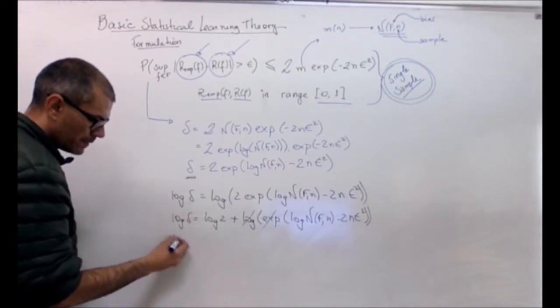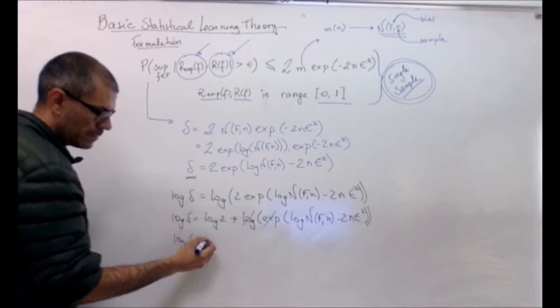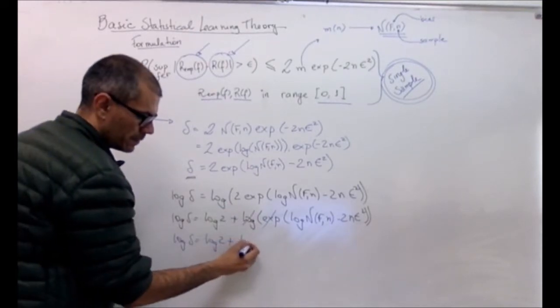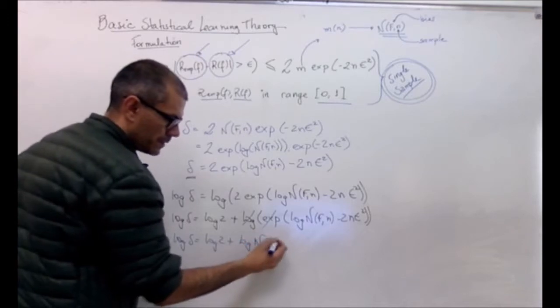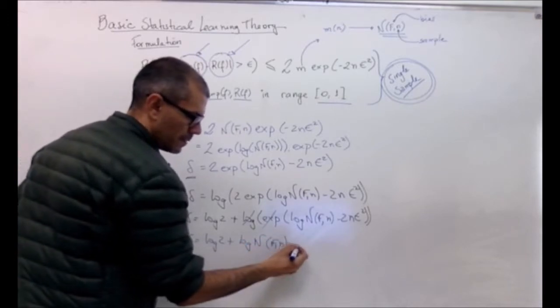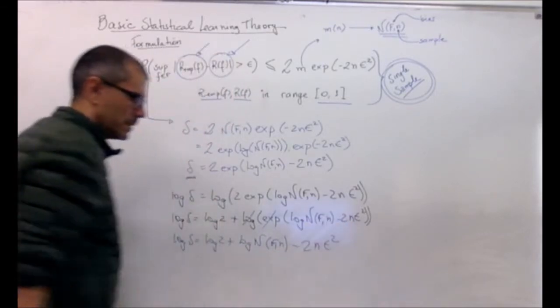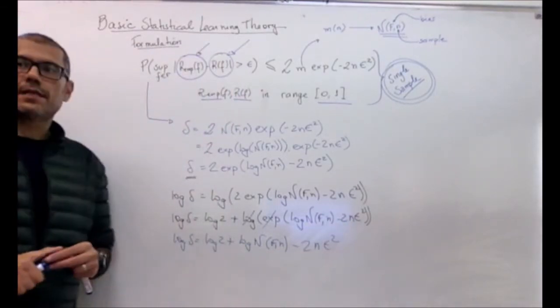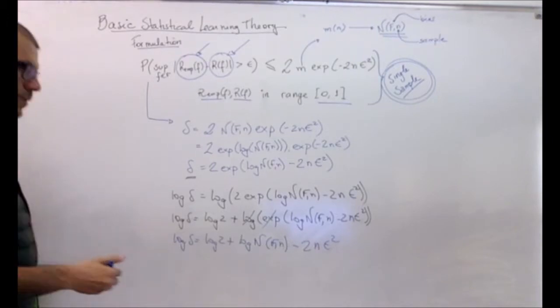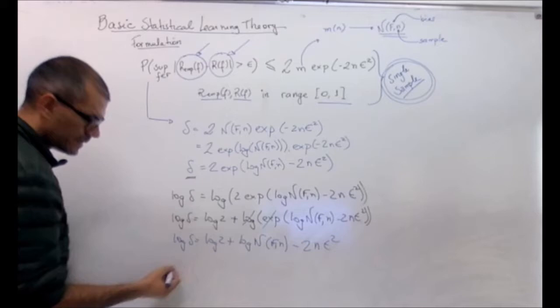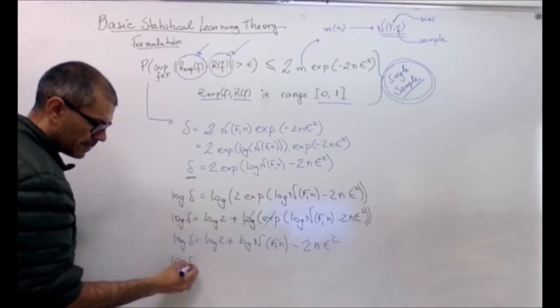So we have log of delta equal to log of 2 plus log of the scattering coefficient for a single sample minus 2 times n epsilon squared. So now we can isolate epsilon. Our epsilon will be something like this. Let's do it step by step.